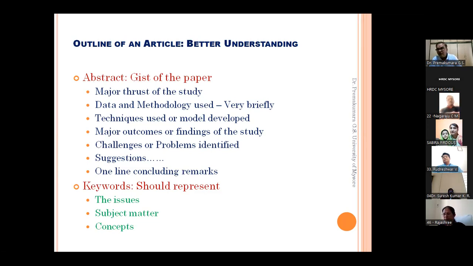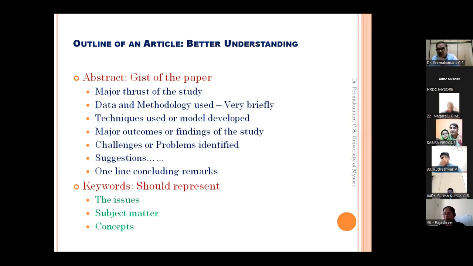In the second line, you have to talk about the data and the methodology, very briefly. What data are you using? Primary, secondary, time series, nominal data, ordinal data, ratio scale data, cross-section, time series. Just mention in one line, for example: the present study has used secondary time series data with the help of so and so techniques.